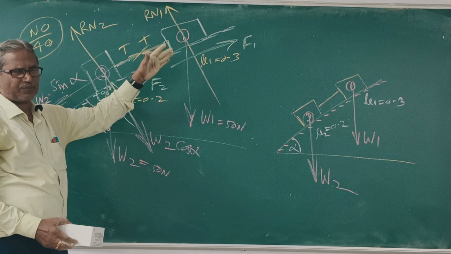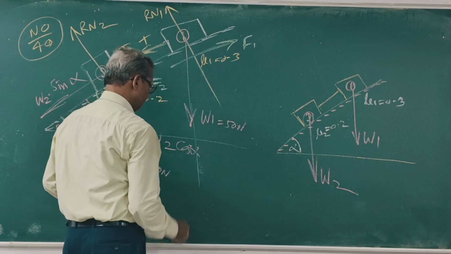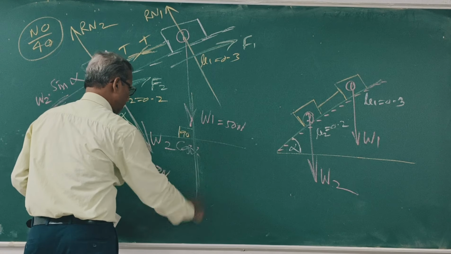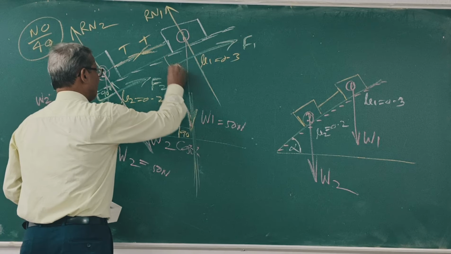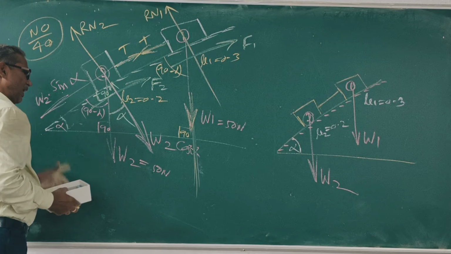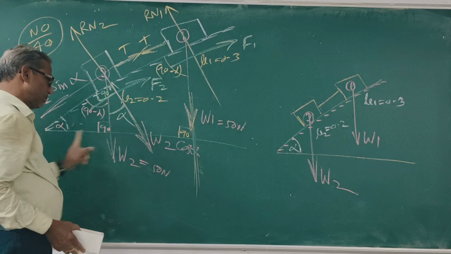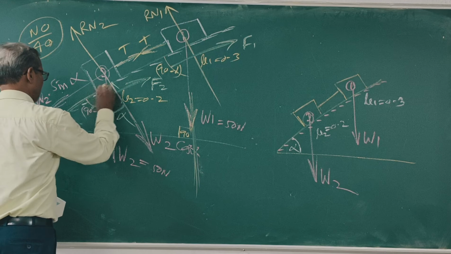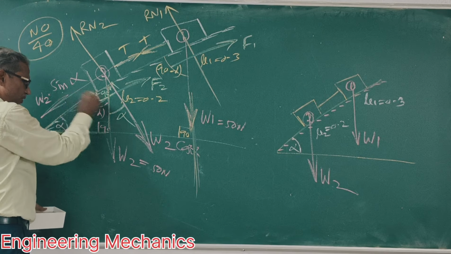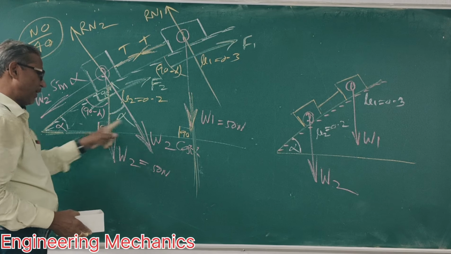Now come to block 1. For block 1, this angle is 90 degrees. What is this angle? 90 minus alpha. So in this triangle, alpha, 90, 90 minus alpha. Three angles equal to 180 degrees. This triangle also, alpha, 90, 90 minus alpha. Both triangles' three angles constitute 180 degrees. This triangle also, alpha, 90, 90 minus alpha. Three angles constitute 180 degrees.